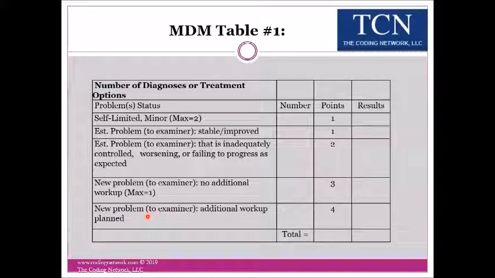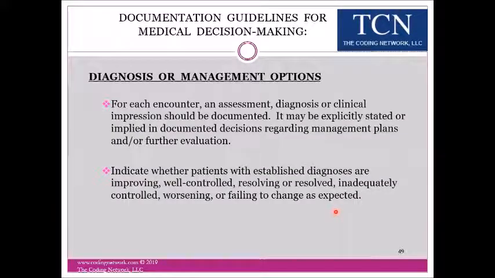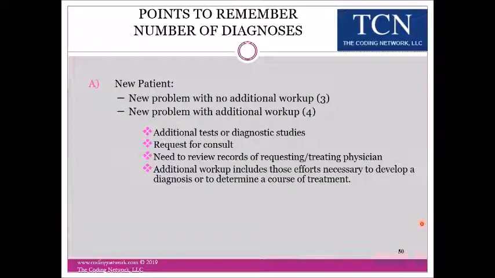A new problem where you need to do additional workup because maybe you're not quite sure what that definitive diagnosis is yet, that gives you at least 4 points on this table. So again, documenting the status, particularly of the established follow-up visits, is really important. Now, for new problems with additional workup, what would you consider additional workup? Any additional tests, of course, but maybe a request for a consult. Maybe you state that you need to get in records from another facility. You need to take a look at more information. That's additional workup.